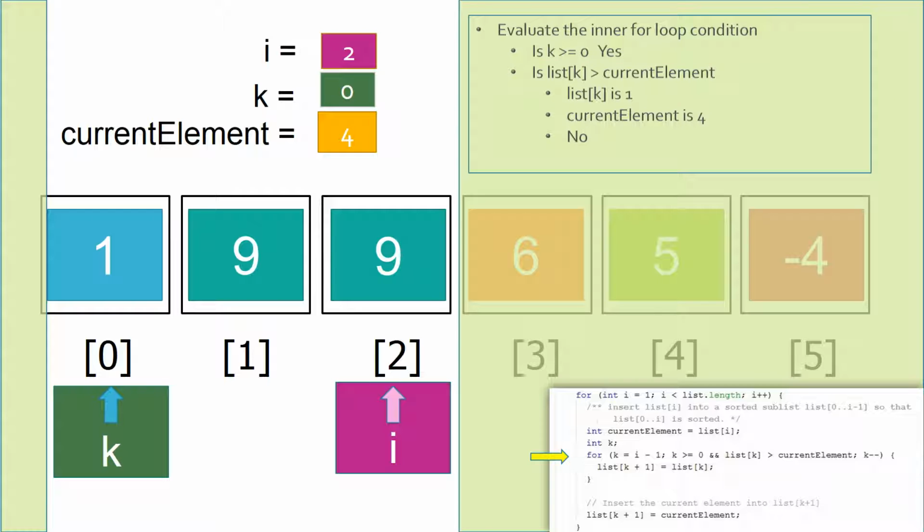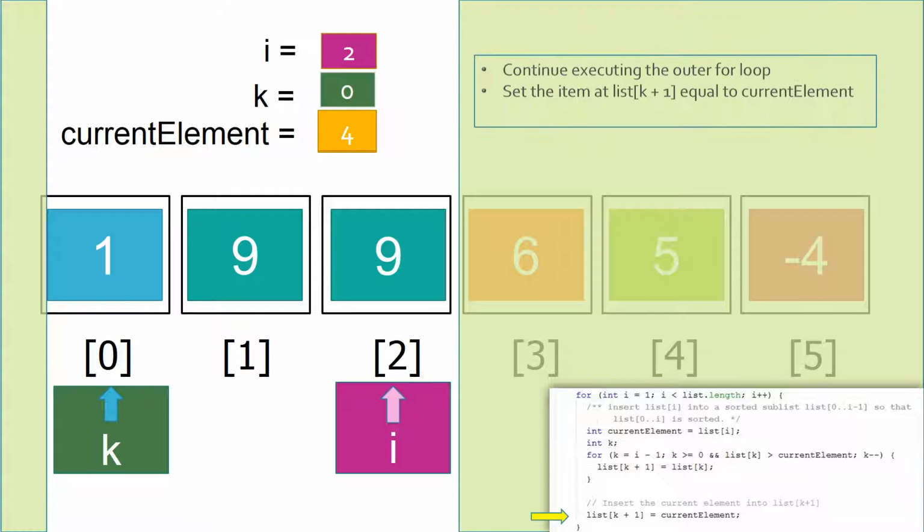Evaluate the condition again of our inner loop. Is k greater than or equal to 0? Yes, it is. Is the item at list position k greater than our current element? No, it is not. So we will not execute our inner loop again. We will continue executing our outer for loop by updating the data at list position k plus 1 with our current element.